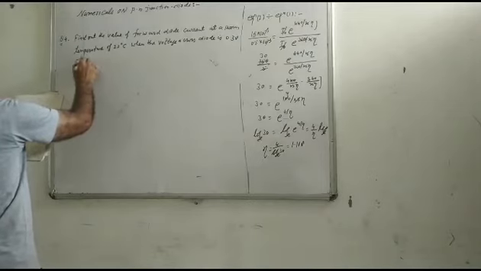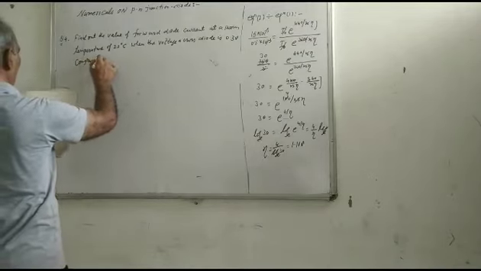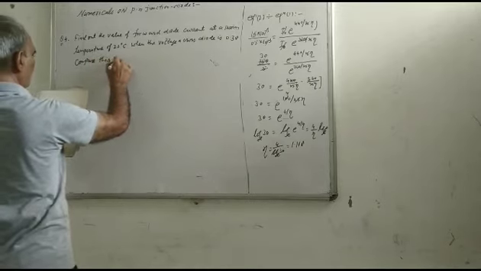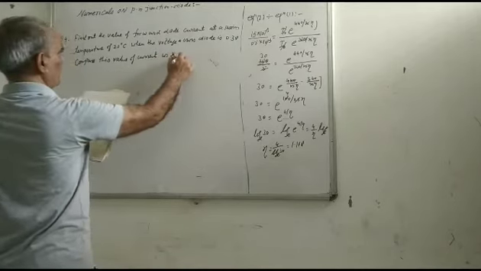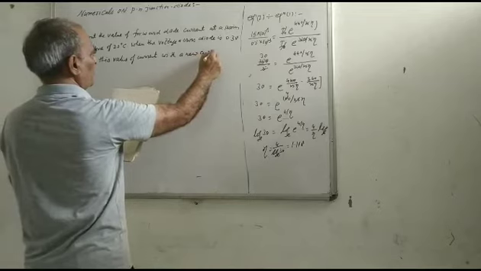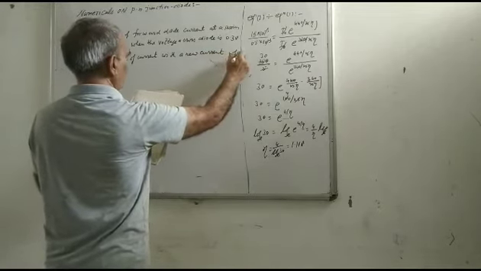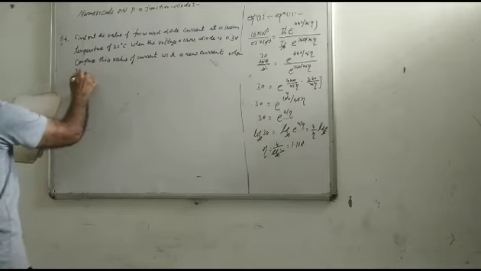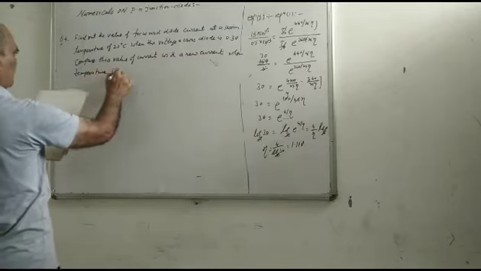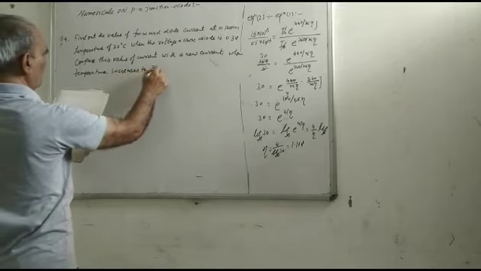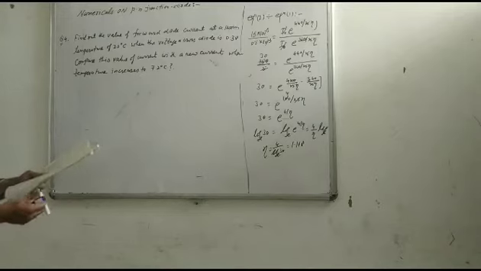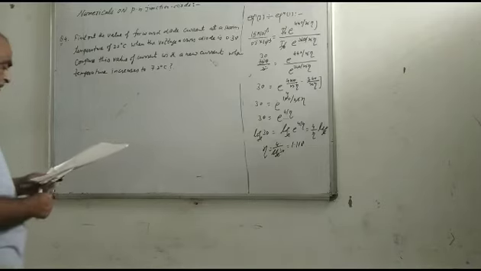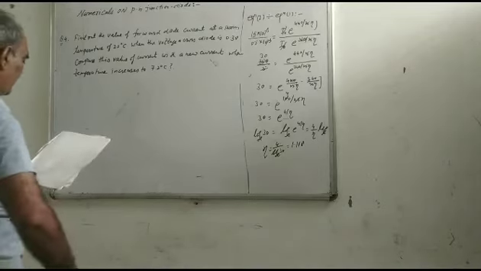Compare this value of current with a new current when temperature increases to 72 degrees centigrade. Two temperatures are given. There are two temperatures, 22 and 72 degrees centigrade. So you have to calculate the ratio of the current at two temperatures.